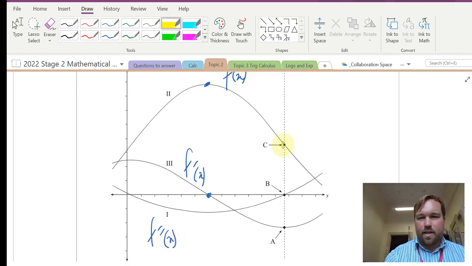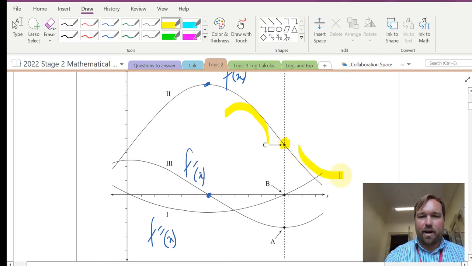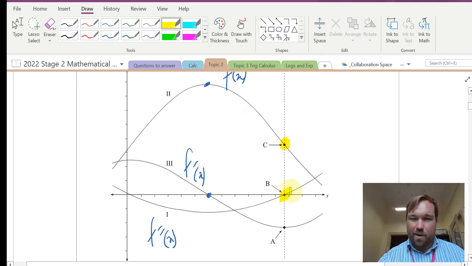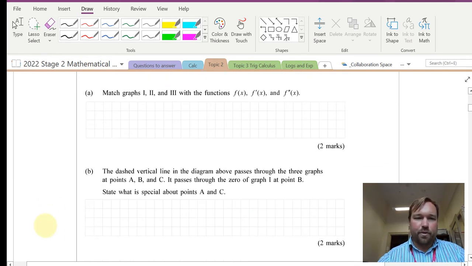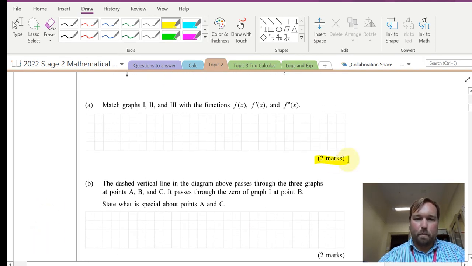We can see that C looks a bit like an inflection point. It goes from concave down to concave up at that C. And where the inflection point occurs is when the second derivative is equal to 0. That works out nicely for us. Also, it's where the first derivative is turning. So, match done above.